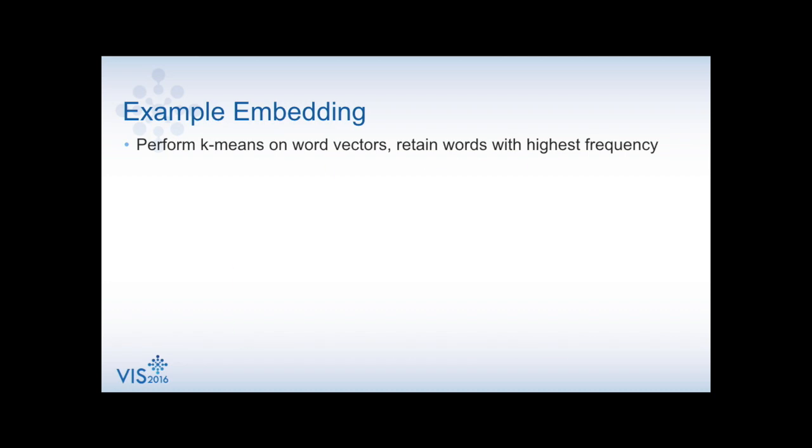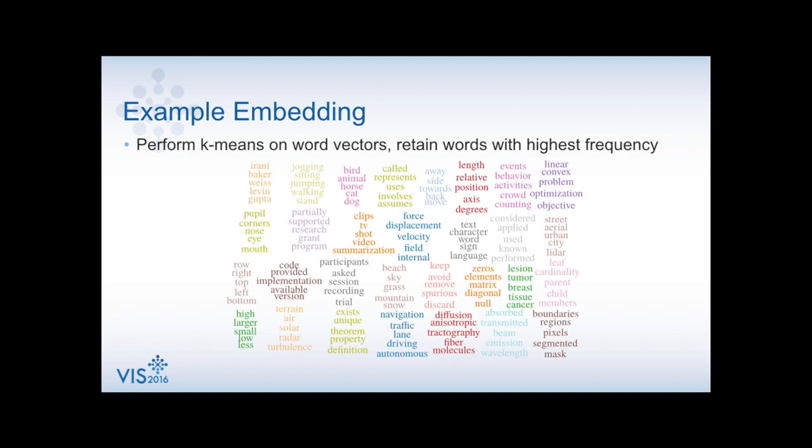So first we'll show our word embeddings and how they relate to each other. To do this, we just perform k-means, and for each cluster, we retain the words with highest frequency. So we can see that some clusters correspond to more traditional computer vision concepts. Others refer to matrix concepts, more generally measures.